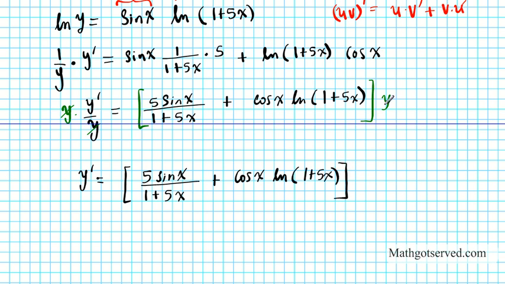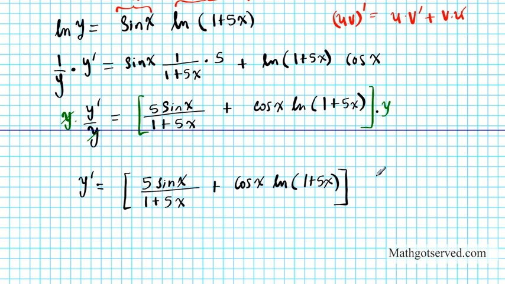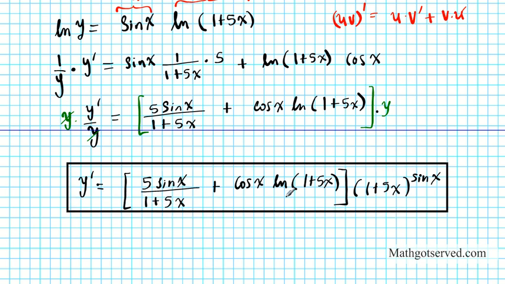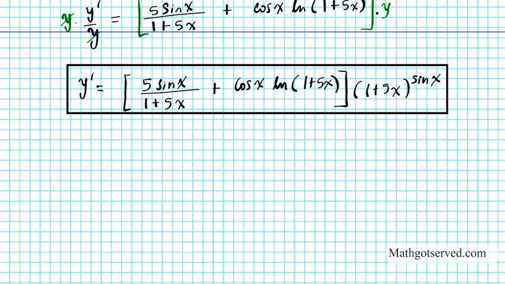Now you see this y right here. This y we need to make a substitution. Initially y was equal to 1 plus 5x to the sine x. So we're going to make that substitution here. So instead of writing y, we just basically replace it with its value in the initial problem, which is 1 plus 5x to the sine x power. And this is your derivative of the original function. Okay? Alright. Now let's go ahead and try example number 2.